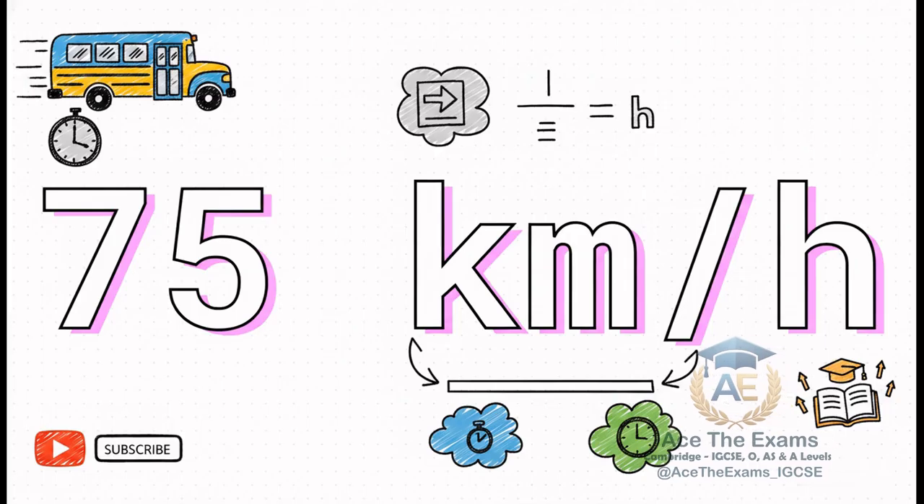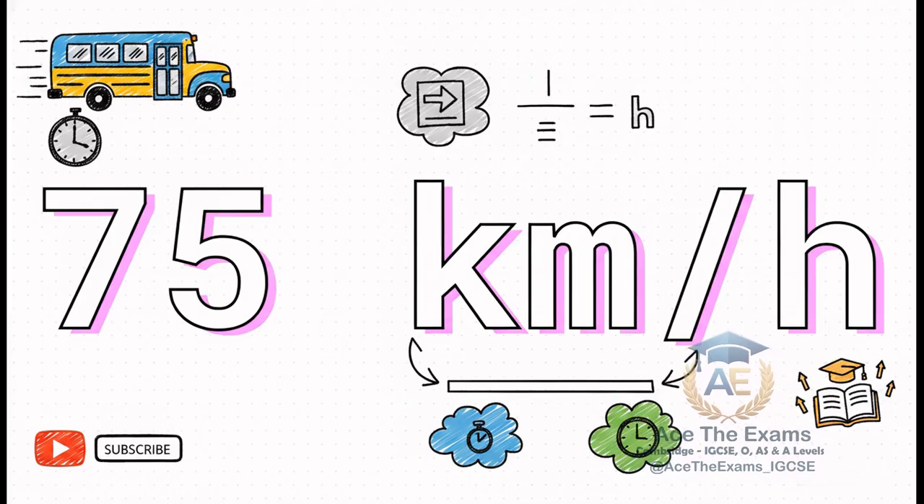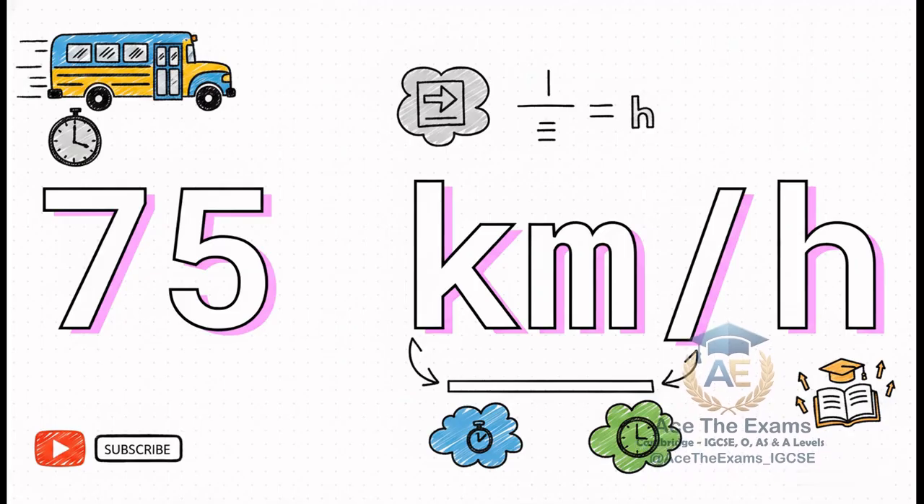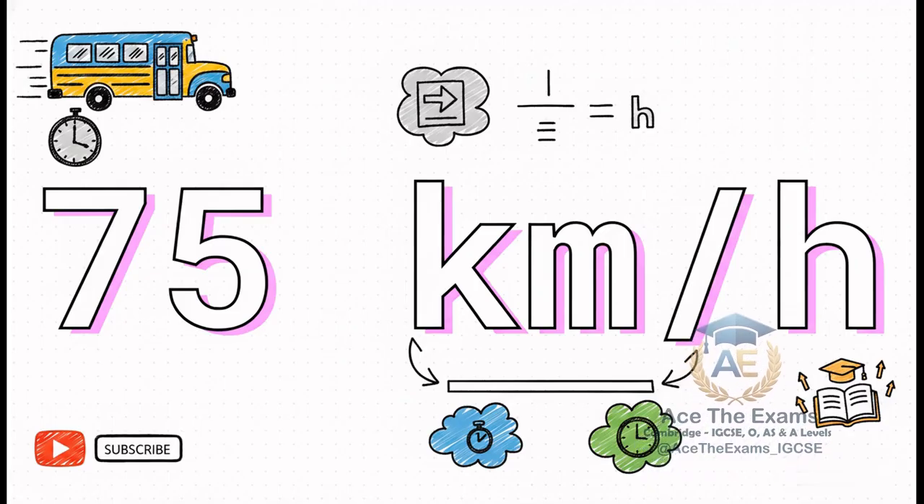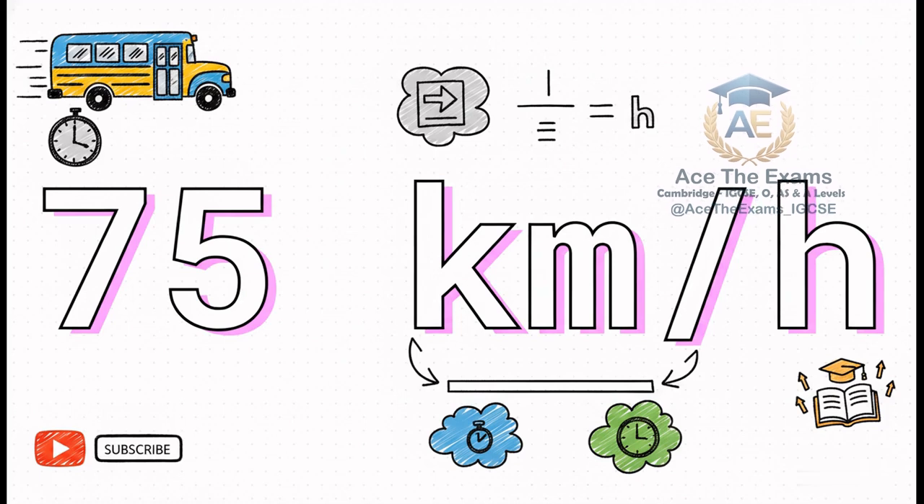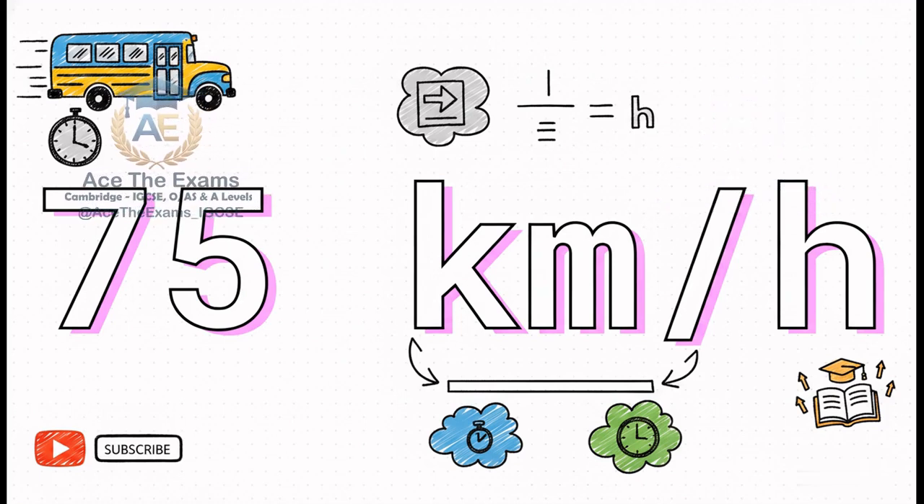Now apply your point formula. Speed equals distance over time. 15 kilometers divided by 0.2 hours yields exactly 75 kilometers per hour. A perfect, logical, PEEL paragraph answer.